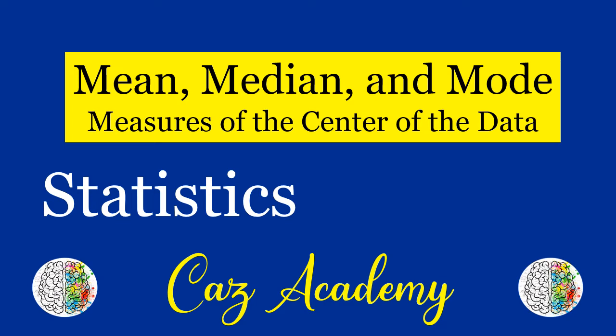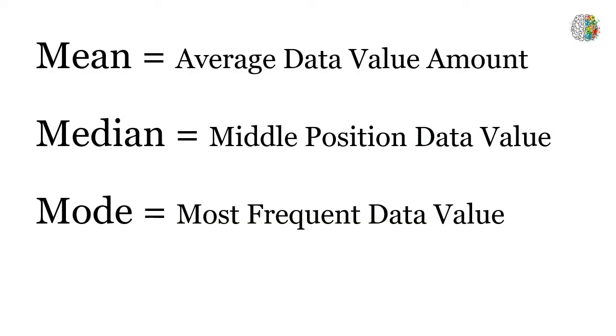In today's tutorial, we're going to be looking at the definitions and differences between the mean, median, and mode, as well as how to calculate each of these measures of the center of the data using a data set and a frequency distribution table. The three measures of the center of data are mean, median, and mode.